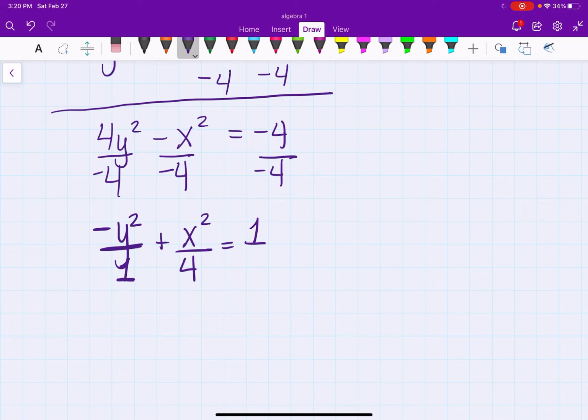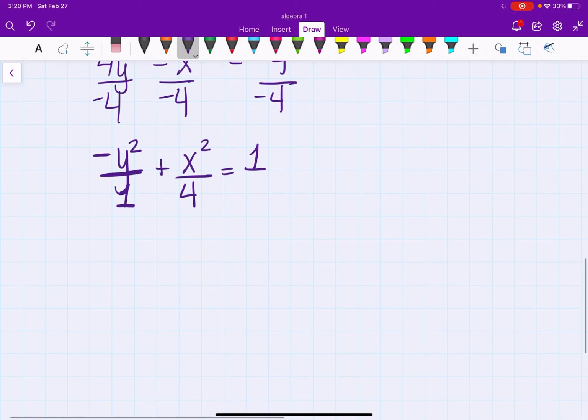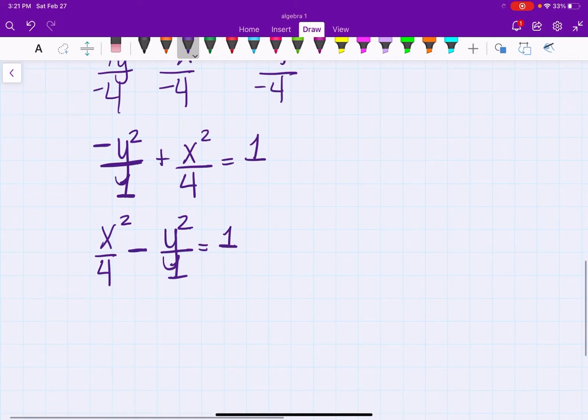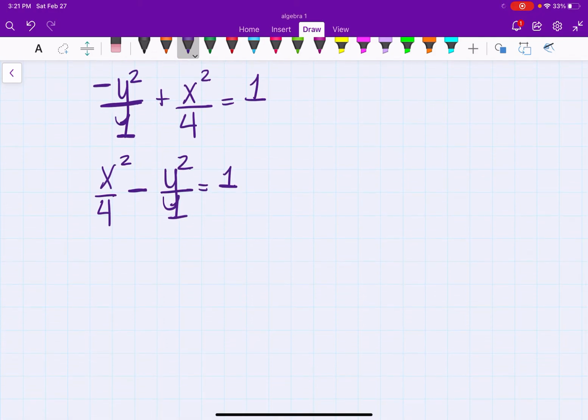So these need to switch order because the negative needs to be between them. And so the x is actually coming first, and the y is coming second. Therefore, we know this is a right-left opening because the x comes first and is positive. Remember, it's kind of the same thing as an ellipse. Hopefully you've done the practice for this.